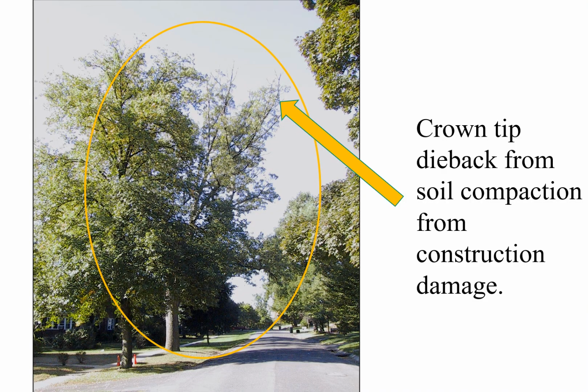Here's an example of some tip dieback in the crown of this large white oak tree as a result of soil compaction from a construction project. Keep in mind that certain symptoms may not show up in the tree until into the future.